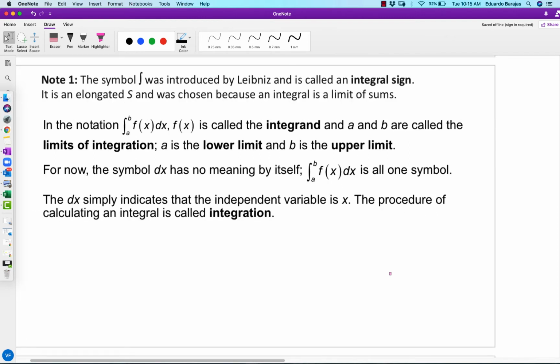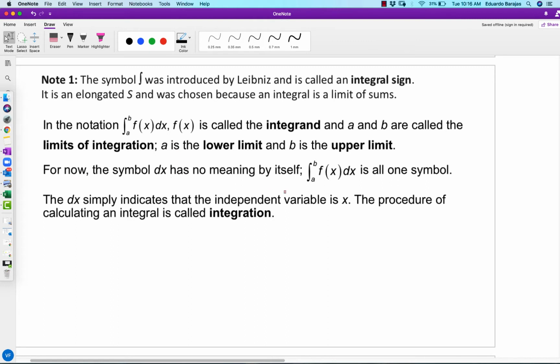Okay, note number 1: this symbol here, the integral sign, was introduced by the mathematician Leibniz. It is an elongated S and was chosen because an integral is a limit of sums. In the notation, the integral from a to b of f of x dx, the f of x is called the integrand, so the function inside here is called the integrand. And then a and b are called the limits of integration. A is the lower limit and b is the upper limit.